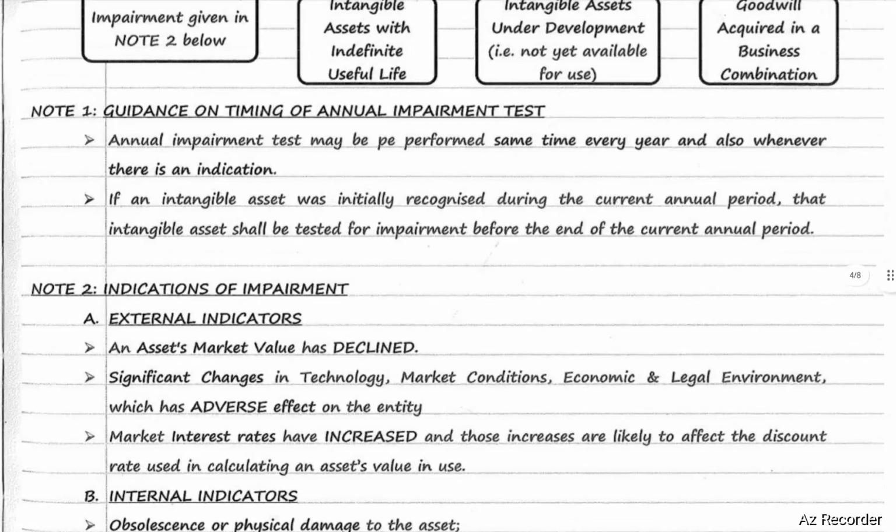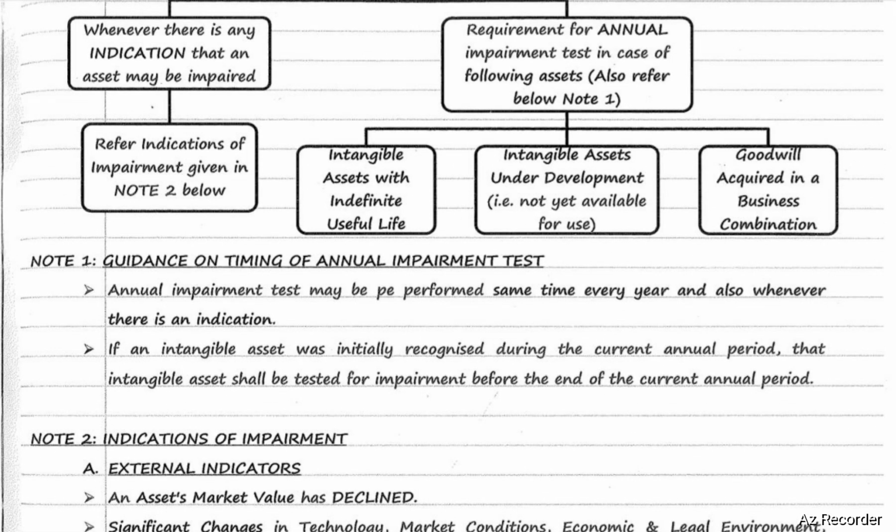Next, in case of the following assets, impairment tests need to be done on an annual basis: intangible assets with indefinite useful life, intangible assets under development that are not yet available for use, and goodwill acquired in a business combination. In case of these three types of assets, impairment tests need to be done on an annual basis.